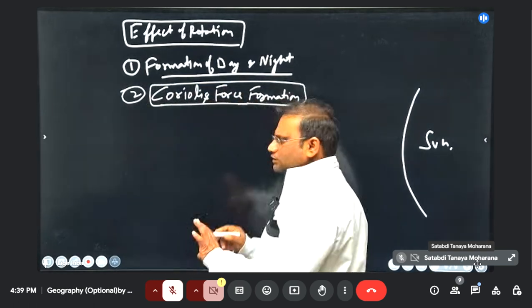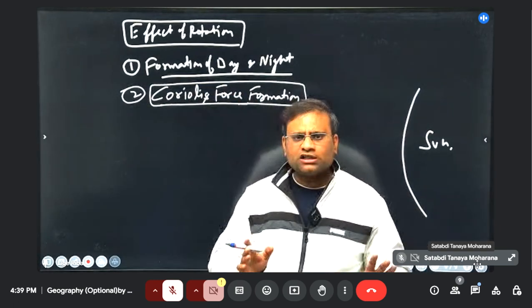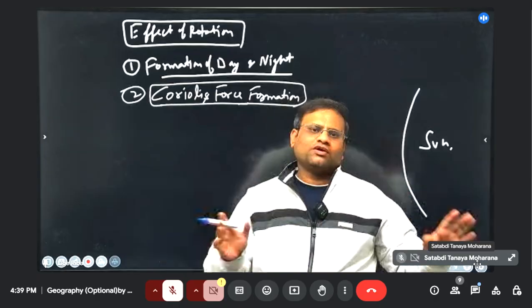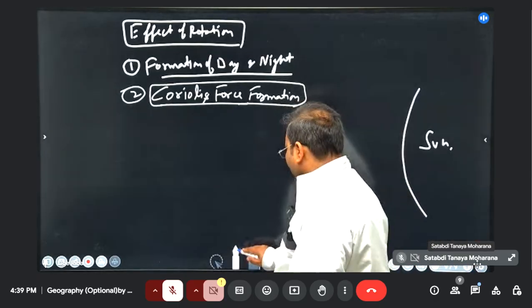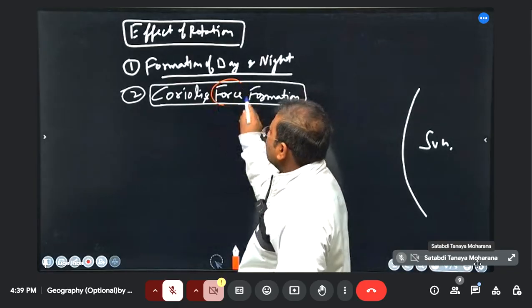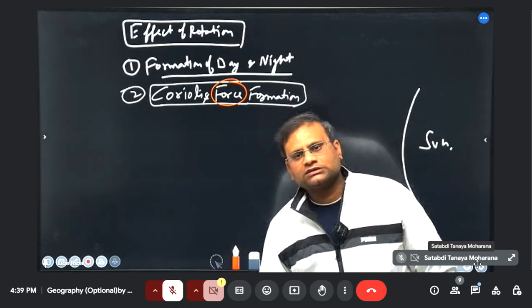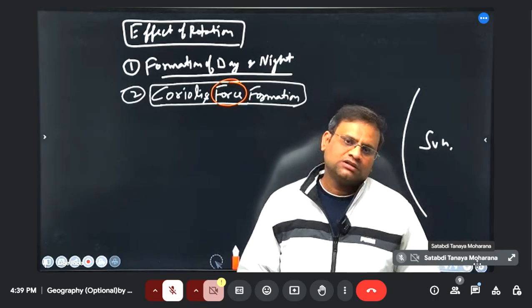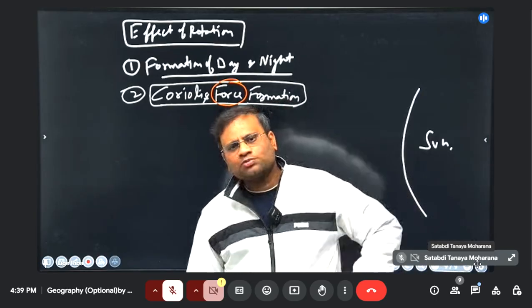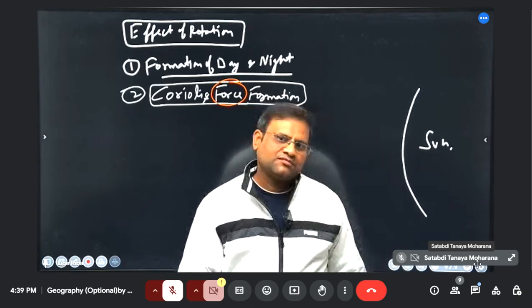It comes into existence due to rotation of Earth. As Earth is rotating, it operates over Earth. Right? So before coming to Coriolis force, you should tell me what is force. What is force? In physics, we define force by the second law of motion: force is mass into acceleration.